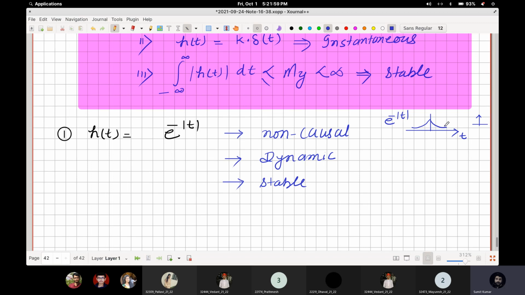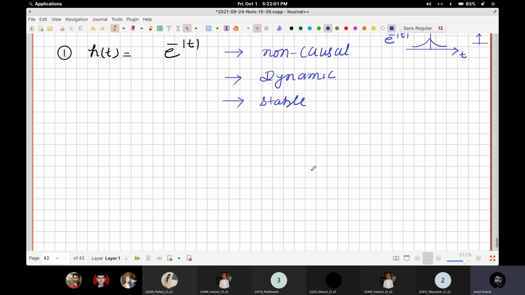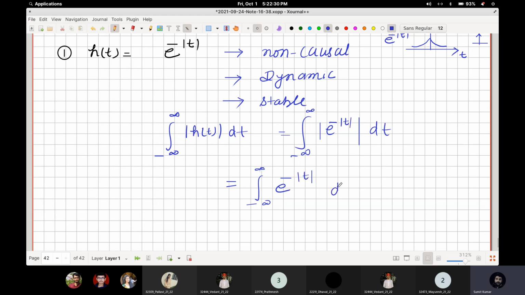If you integrate e to the power minus mod t from minus infinity to infinity, that is the integral from minus infinity to infinity of mod of h(t) dt, you will notice that this value is always positive, so its mod value is actually equal to this only. Let me write this: the integral from minus infinity to infinity of e to the power minus mod t dt.